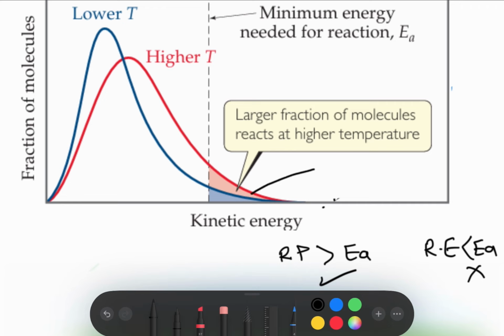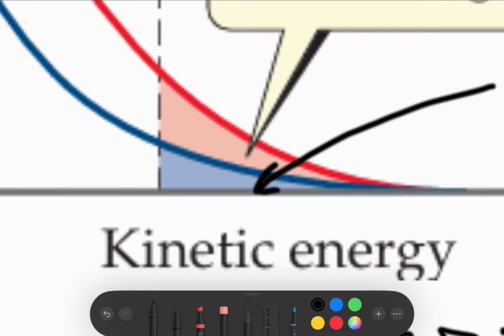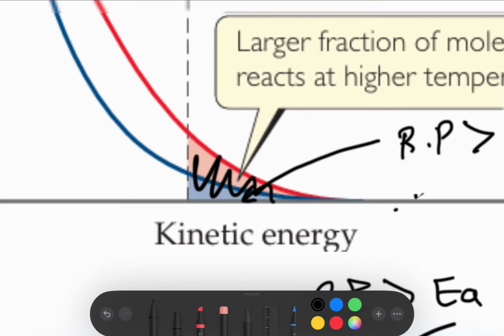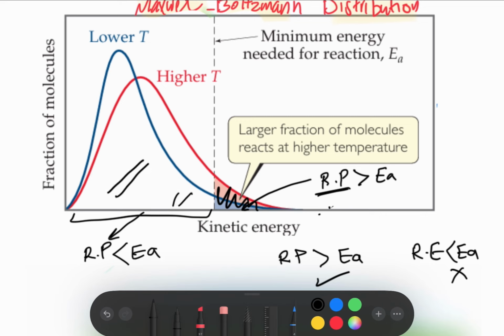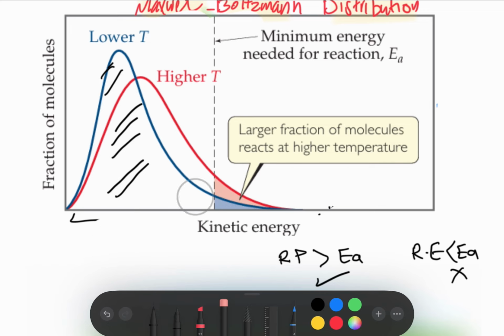The shaded area in here represents the reacting particles with energy greater than the activation energy. So the shaded area represents the particles that are able to react. But the particles in this area just collide with each other without a sufficient amount of energy. They have less energy than the activation energy, and that's why the particles in this area are not able to react. Okay, now let's study something else.